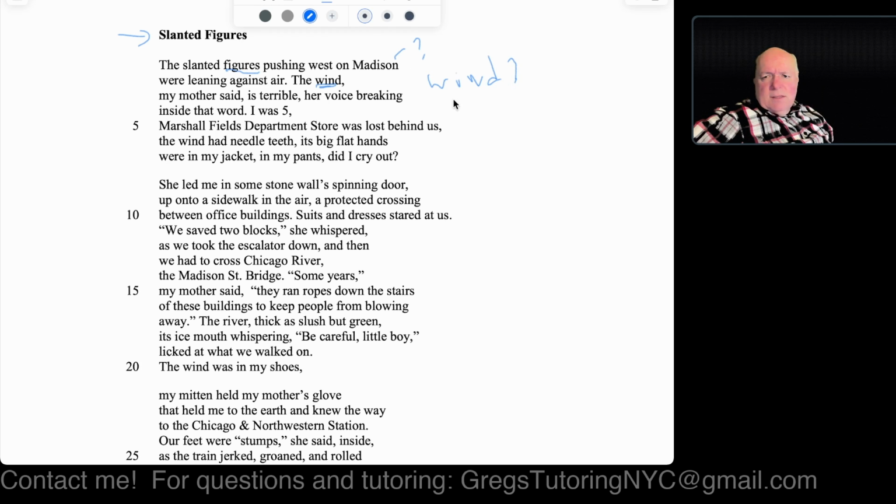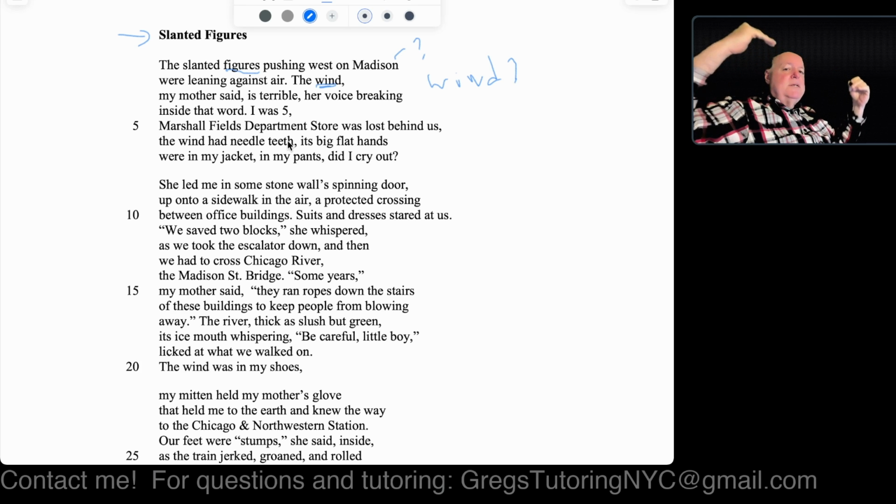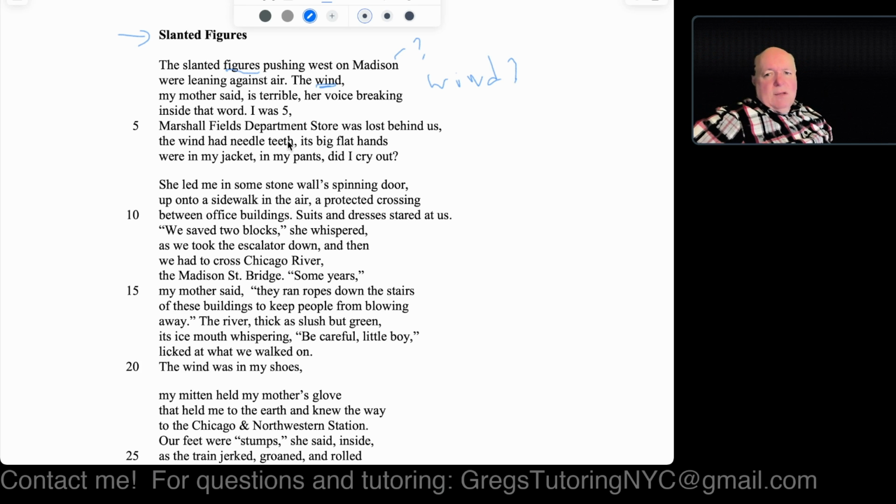Is that important? Is that why the figures were leaning against the air? But let's try to see if we could figure that out. These are questions you want to stop momentarily for and ask yourself to see if the poem is making sense, or even if it's a non-poem. You want to try to capture the main idea, or at least the topic, and some of the summary information about what's going on in each paragraph, in this case, the stanzas.